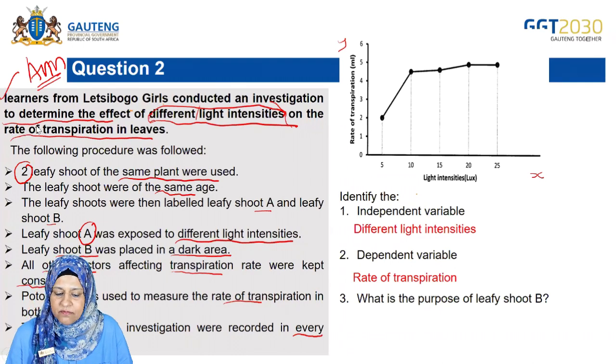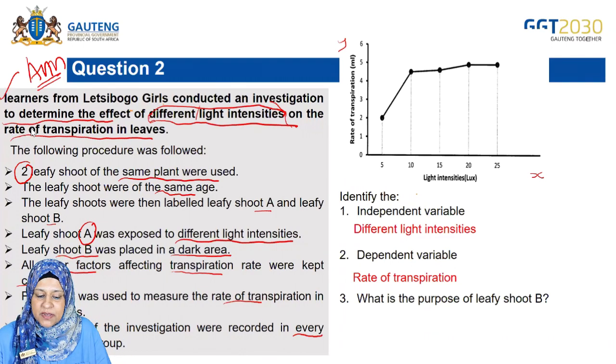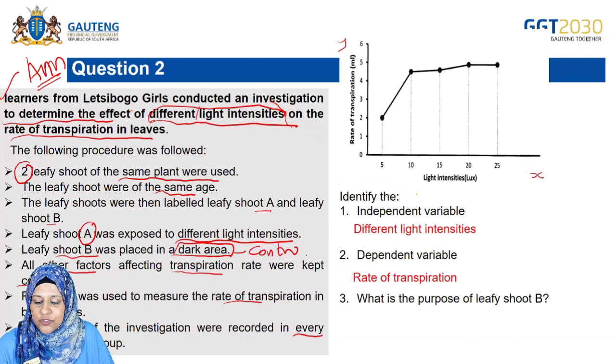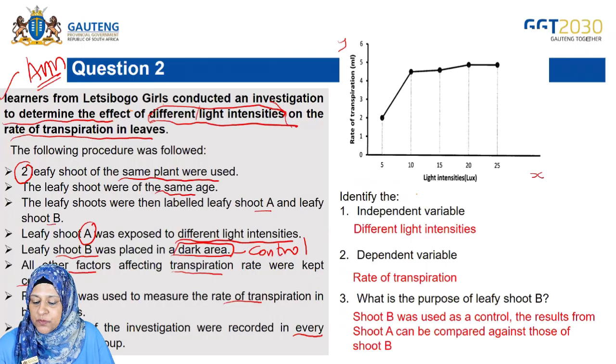Now, what is the purpose of shoot B? Remember, leafy shoot B was not exposed to different light. It was kept in a dark area. We are looking at, in our investigation, the effect of different light intensities on the rate of transpiration. So I am testing the different light intensities. Now I must remove light intensity. So therefore, in B, light intensity was removed because it was a dark area. Therefore, B is my control. I hope you got that right. Shoot B was used as a control. The results of shoot A can be compared to those of shoot B.